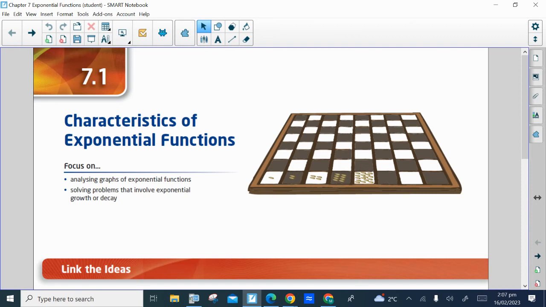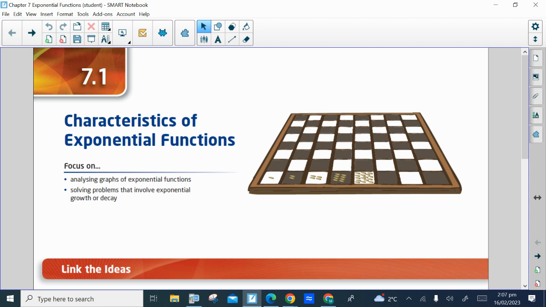So we're starting Unit 3 today. Unit 3 consists only of two chapters, Chapters 7 and 8. You can tell by the thickness of this booklet that Chapter 7 is pretty short.